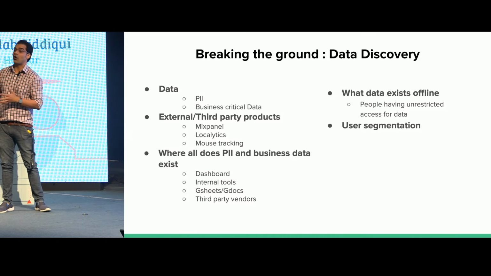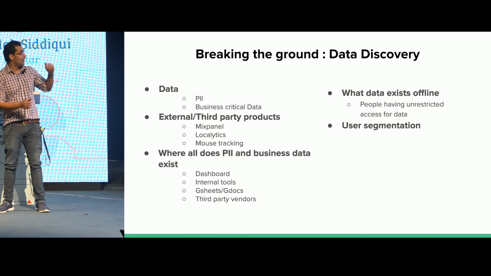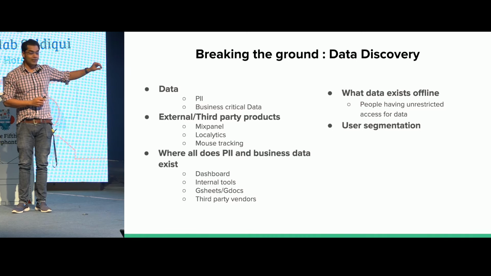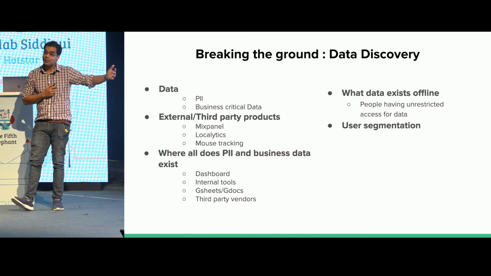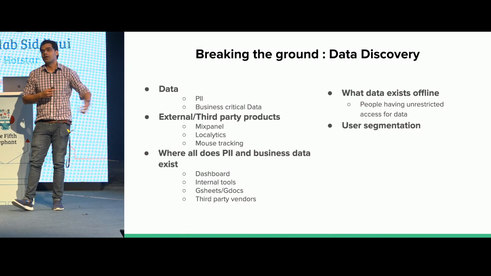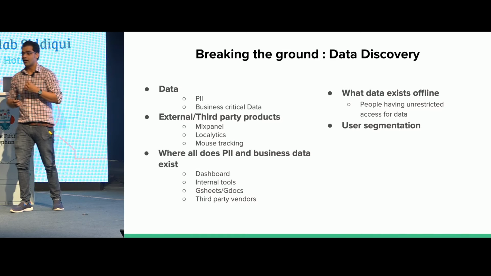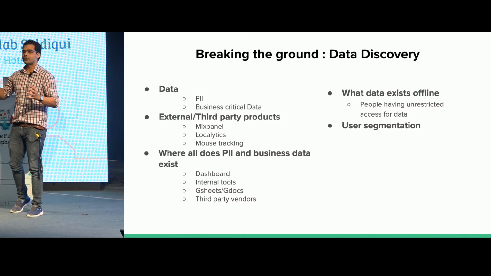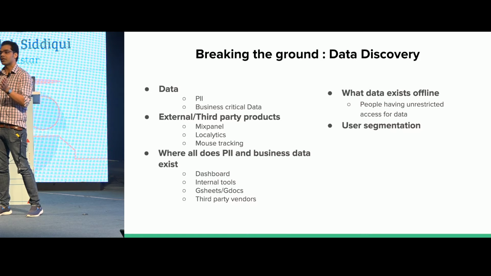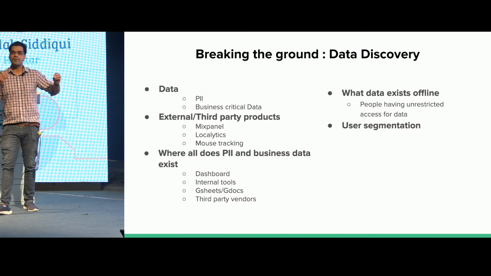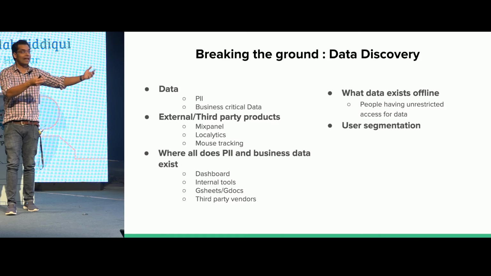What data exists offline on people's laptops? What exists in terms of Google Sheets, all the collaboration tools they use? Do we have third parties where all our data goes? Because product, you guys can hear me, right? Product managers could have just used a third party to get some insights from how users use the app, and we may have been pushing a lot of users' data there as well.